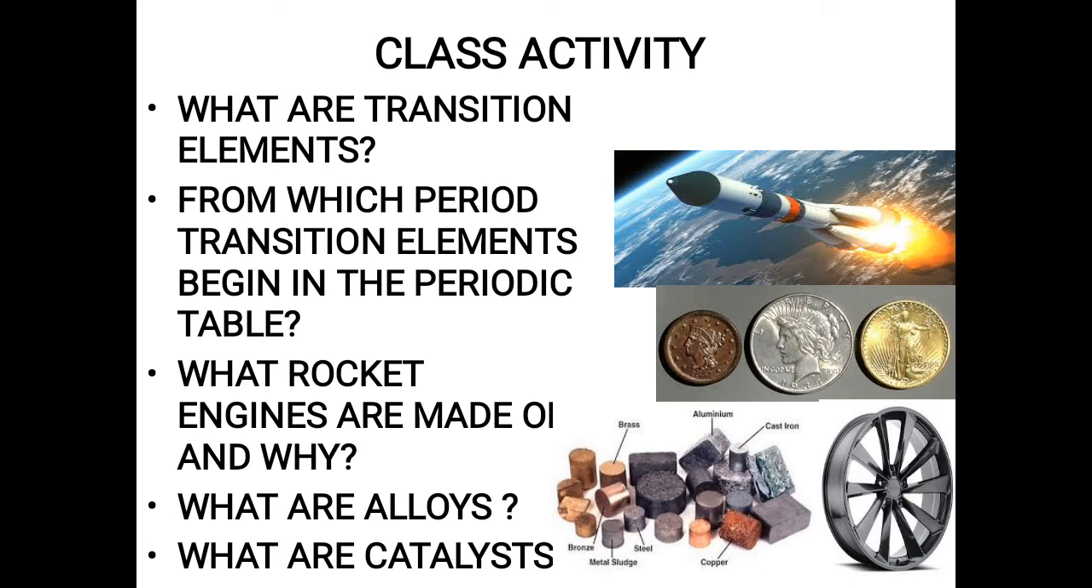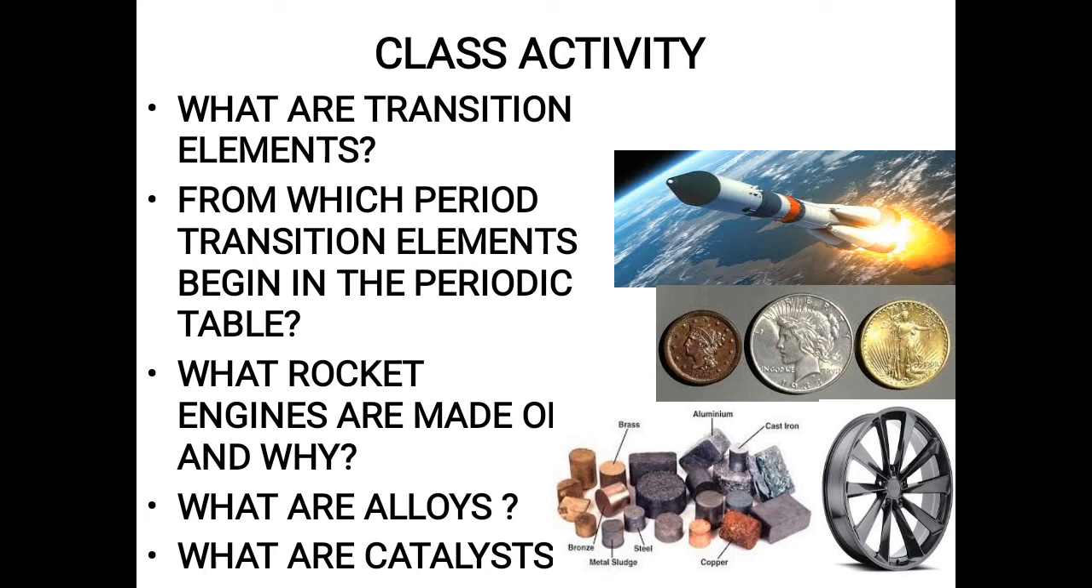Now there is an activity to check the feedback of this lesson. You must be able to define what transition elements are and why they are called transition metals. Next question: from which period do transition elements begin in the periodic table? You just see the first transition element, which is placed with atomic number 21. Yes, I'm talking about scandium. Just check out in which period it is present.